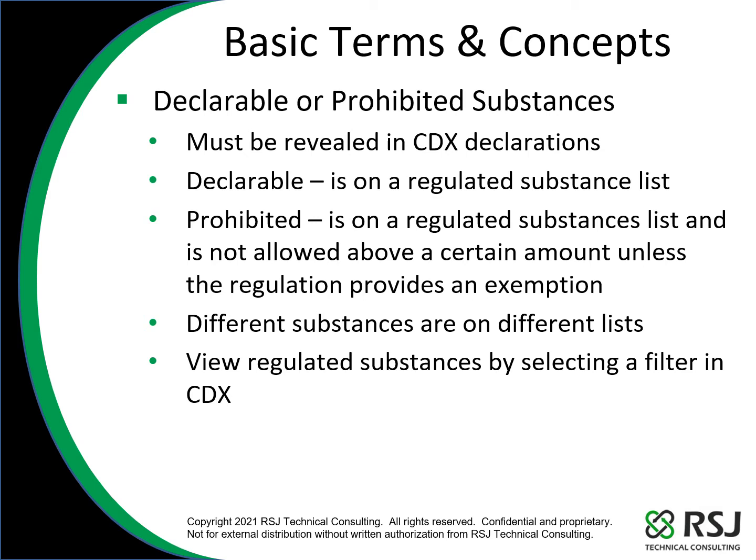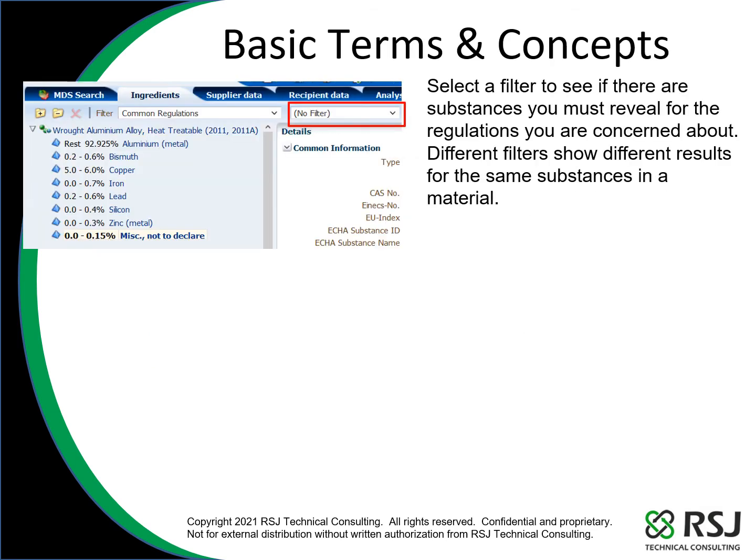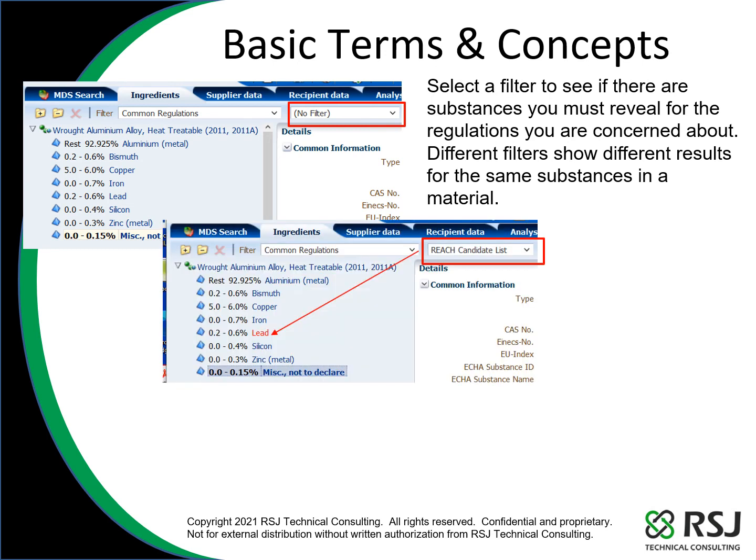You can determine if a substance is on one of the regulated lists you're interested in by picking a filter in CDX. So when you first open up a material and look at it, you can see everything is in blue. There's no filter selected. It's just saying, here's the list. Now, if I select a filter, in this case the EU REACH candidate list for SVHCs, suddenly lead is red because lead is a REACH candidate list SVHC. It is declarable. I must show it.